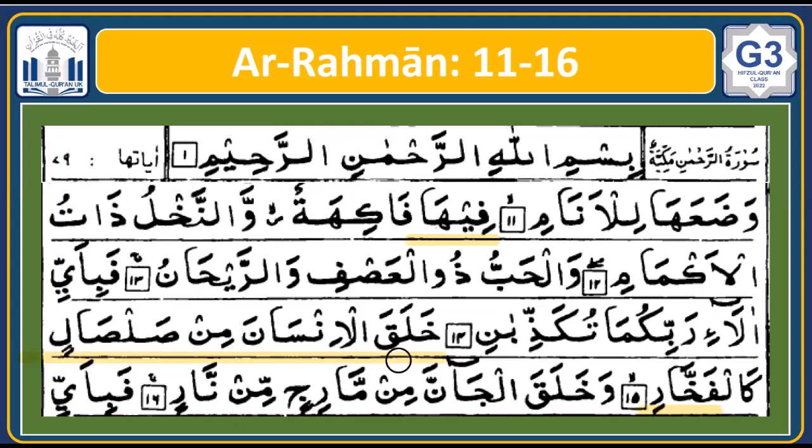Khalaqal insana min salsalin kal fakhar. Kal fakhar. Okay, again. Khalaqal insana min salsalin kal fakhar. You need to prolong fakhar because we've got alif madd here before the kha, and we've got fatha before the alif, so it will be fakhar. Yeah, make a note of this one so you can practice this to improve it.